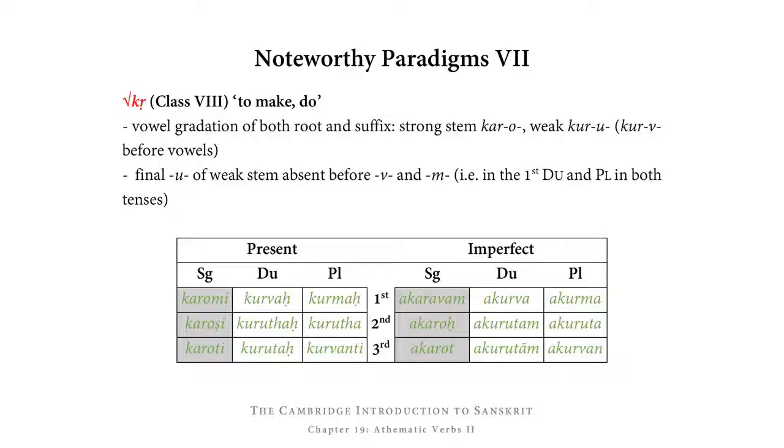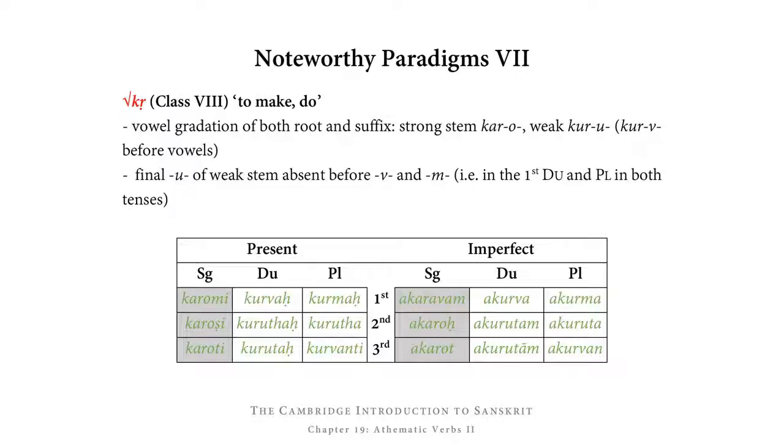This kuru changes into kurv before vowels, so the u changes into its semi-vowel equivalent v in front of another vowel, and the u actually drops out entirely before v and m, so in the first dual and plural forms, giving us the following paradigms.